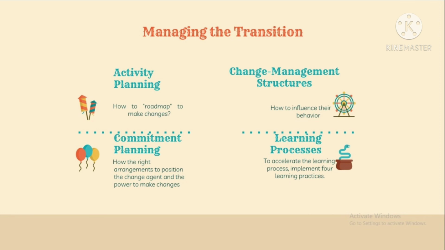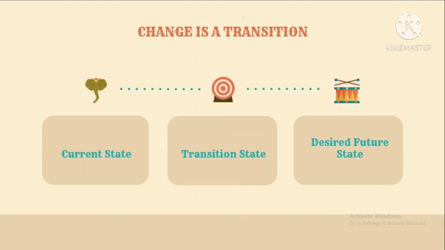To accelerate the learning process, implement learning practices. It means creating a way to enable members of the organization to see the organization as a whole, create shared meaning, involve members of the organization in after action reviews, and carry out the implementation process and decisions at the lowest level possible in the organization. And the transition is from the current state to the transition state and the desired future state.